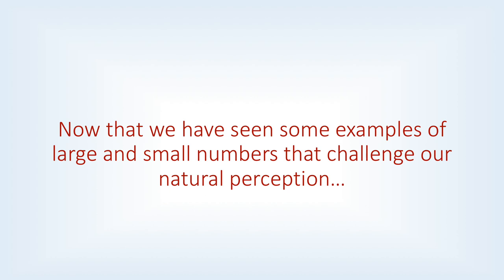So now that we have seen these examples of very large and very small numbers that challenge our natural perception of things, right? The question is, how do we efficiently operate with such numbers? Because they are super big. I mean, you cannot imagine scientists writing just pages and pages of zeros in decimals, right? That makes no sense, all right?